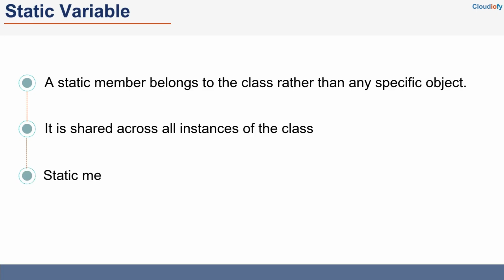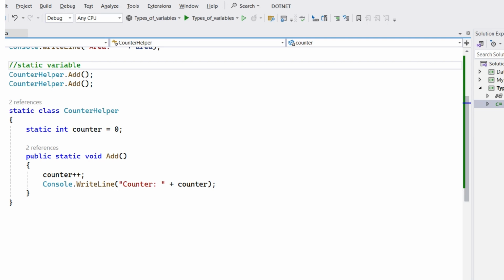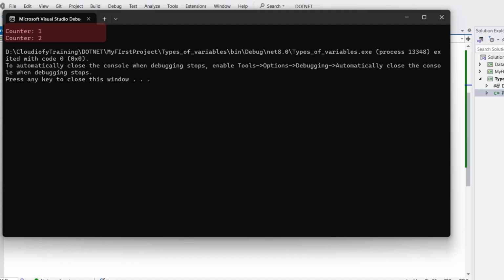Static members often track common values, such as the number of objects created. This helps in managing data that is relevant to the class as a whole rather than any single object. In this example, we have a static variable called counter. It starts at 0. Every time the method add is called, counter increases by 1. Since counter is static, its value is remembered between method calls. So the first call prints 1 and the second call prints 2.